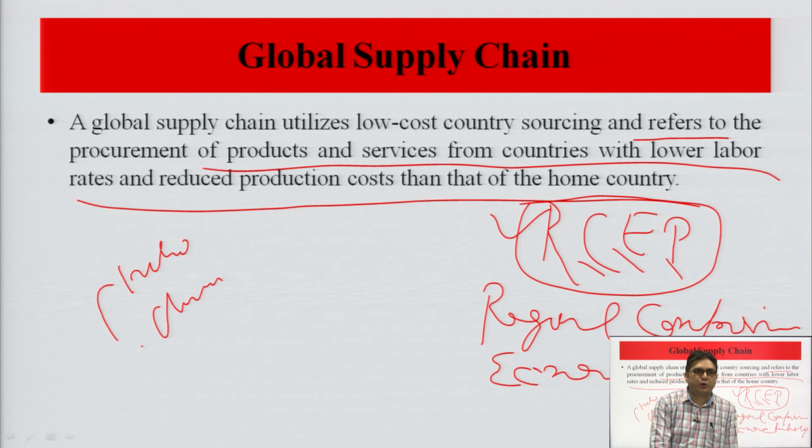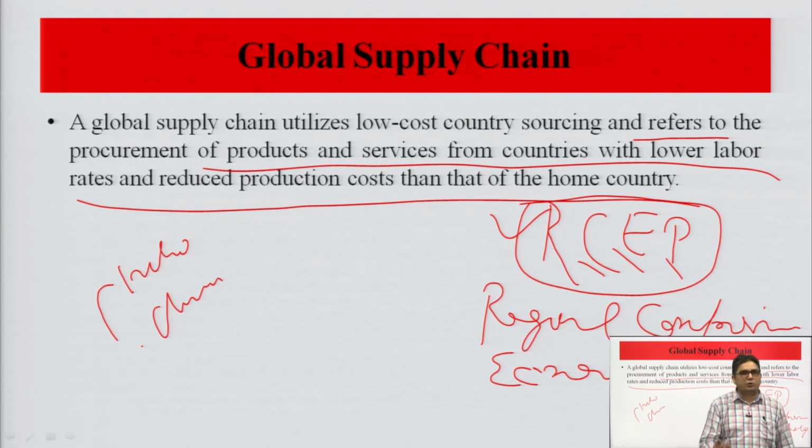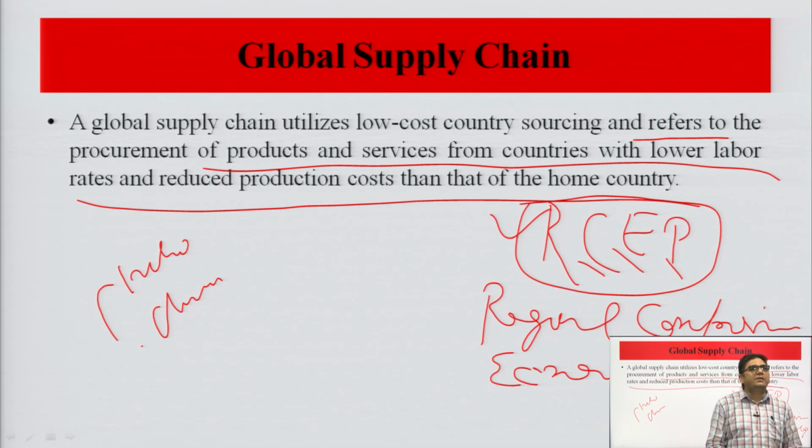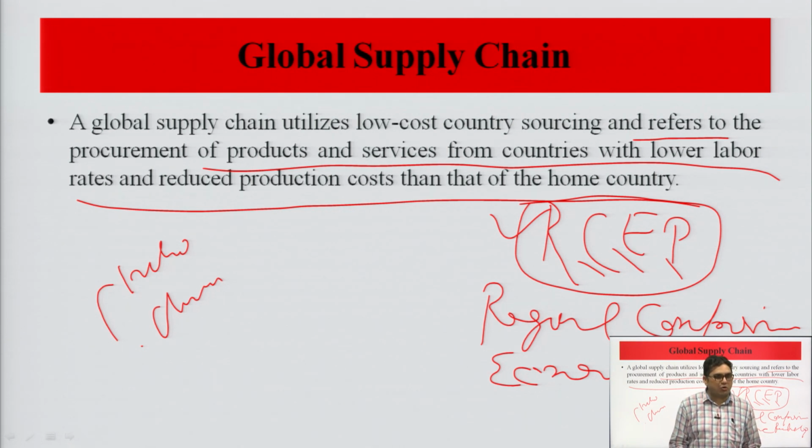Now, you manufacture in India, in China, in Indonesia, in Taiwan, and supply it back to the home countries, USA or any European countries. So, this is how the global supply chain also becomes important for companies to ensure that their products are low cost and affordable across the geographies.